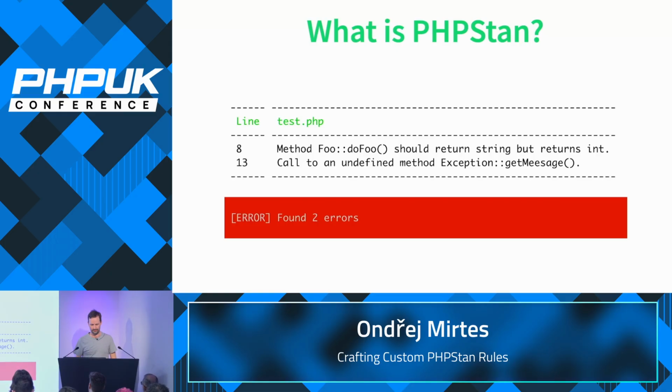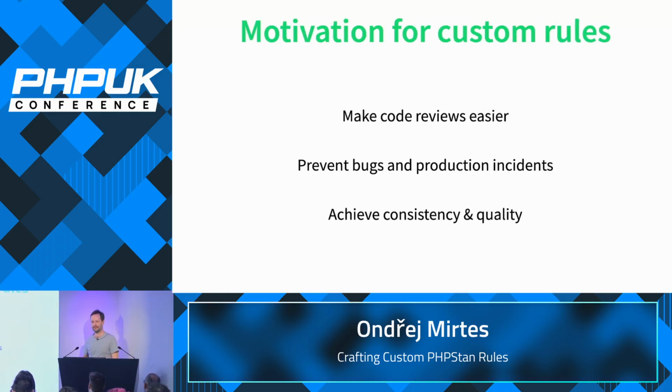And today I want to talk to you about writing custom rules so that you can find bugs that PHPStan does not report out of the box, but that are specific to your code. So you can actually implement some extra functionality for PHPStan on top of what it already does. So the motivation for custom rules is that it makes code reviews easier.